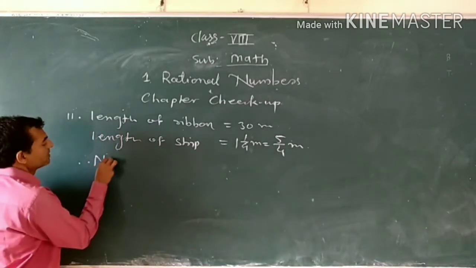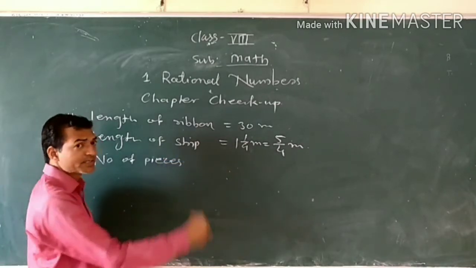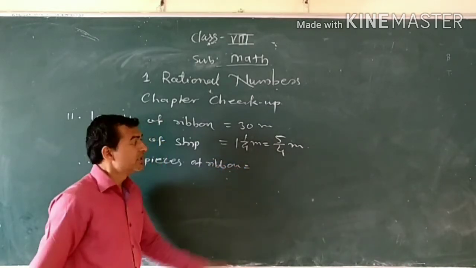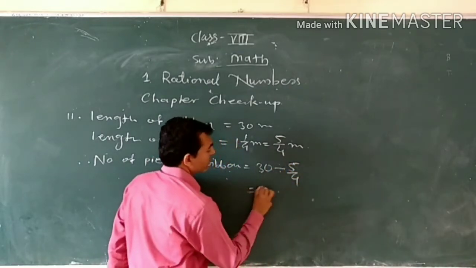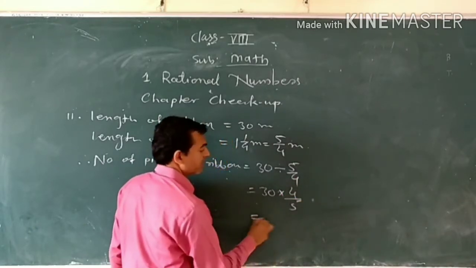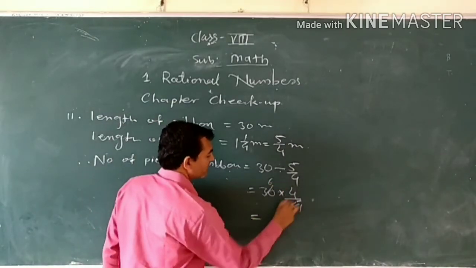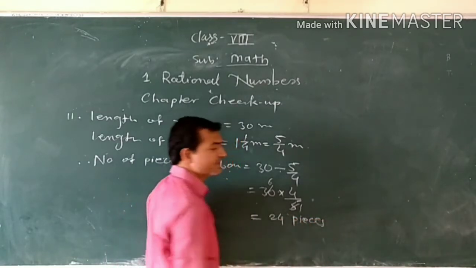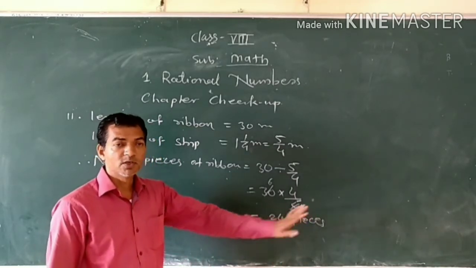So therefore number of pieces or number of strips, number of pieces of ribbon is equal to, what you have to do? You have to divide this by this one. Okay, so 30 divided by 5 by 4 means what? 30 you have to multiply it here and write the reciprocal of this number. Okay, so yesterday I explained you such type of problems. So 5 1s are 5, 6 4s are 24. So in this way 24 pieces you can get. How many pieces? 24. So how much ribbon is left? No any ribbon is left.